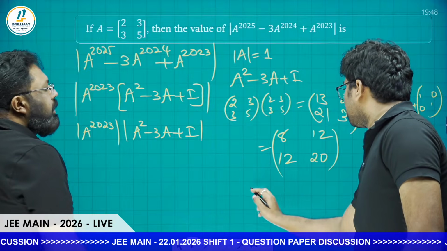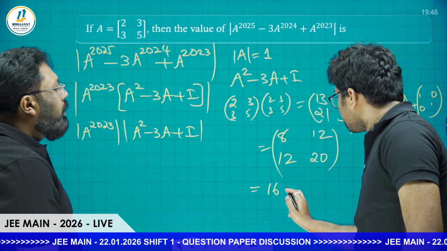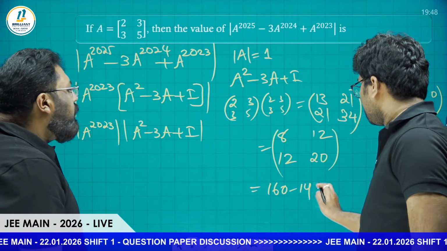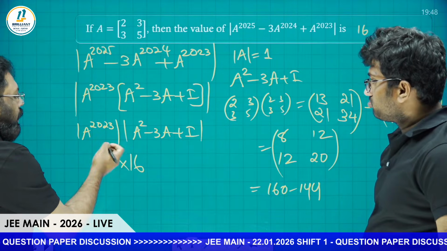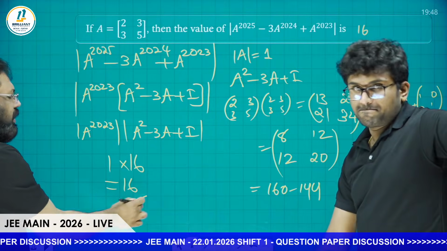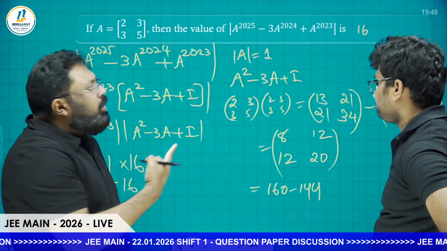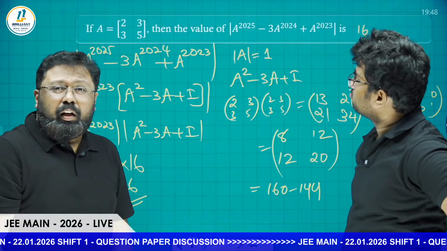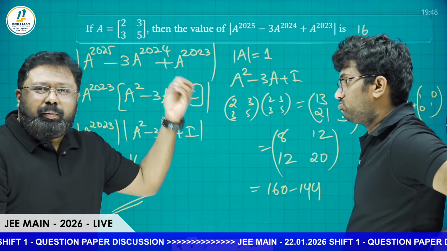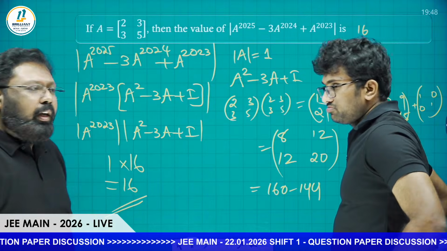That is 160 minus 144, which is equal to 16. 16 is the answer. This is the determinant: this is 16 here, and this is 1. So the answer is going to be definitely 16. A simple property-based numerical question, my dear. Very simple. That's why so many questions today were very easy. You could easily score; 5-6 questions were straightforward, which every student can attempt.